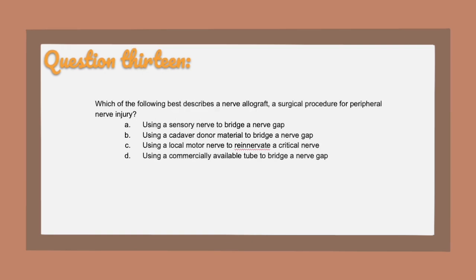Question 13, correct answer is B, with a cadaver donor. Using a sensory nerve to bridge the nerve graft. To bridge the nerve gap would be a nerve autograft coming from yourself. And then option D is a nerve tube.